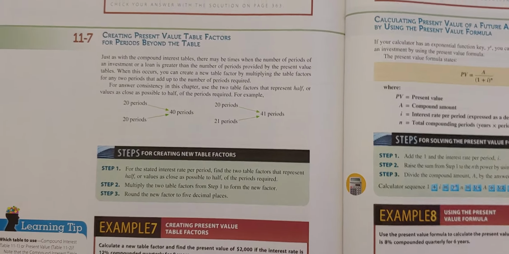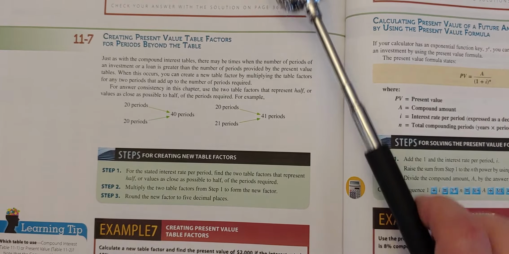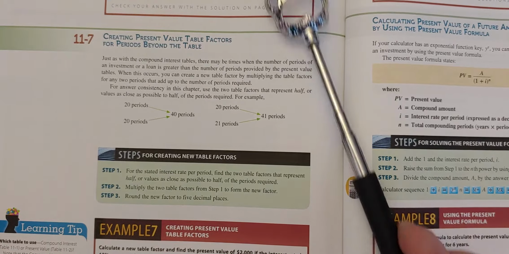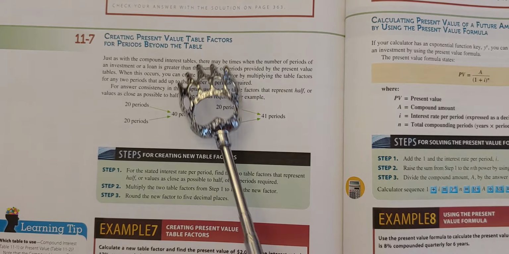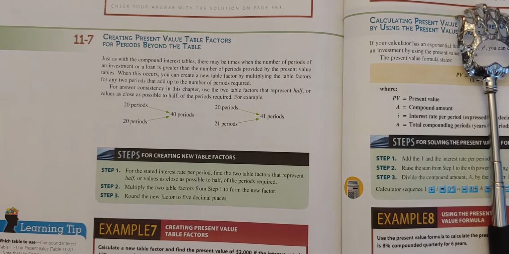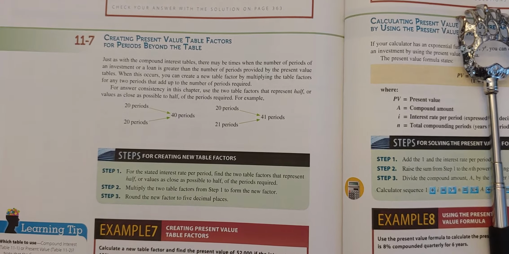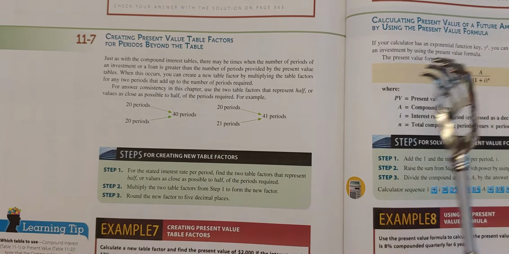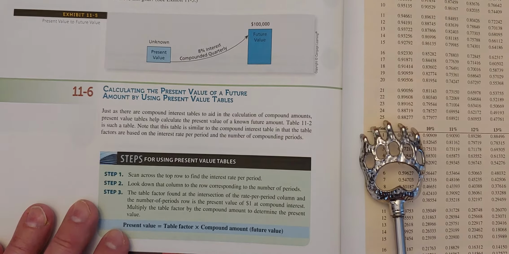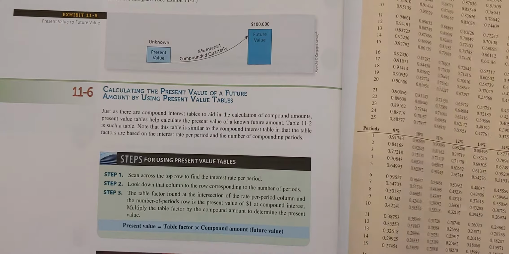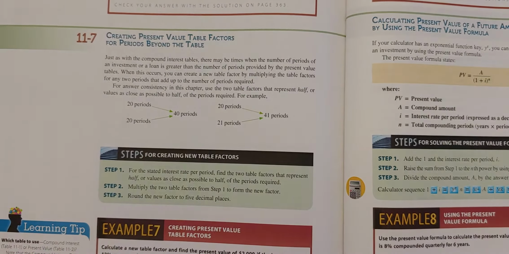Welcome back. We used the table, but now we're going to move on to section 7, which asks what the present value is if the periods are beyond the table. The table goes to 25. So what if it goes beyond 25? We did that for future value, and we can do that for present value as well. It's the same principle.